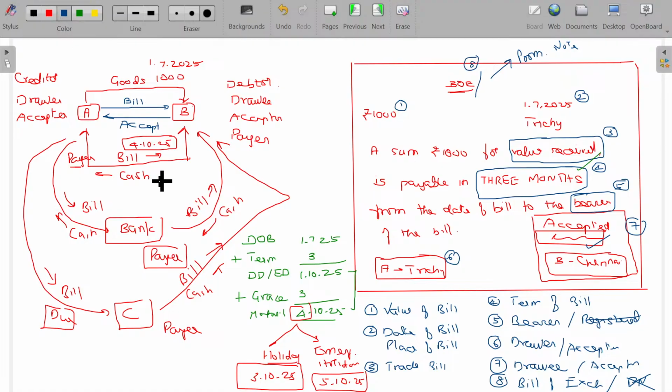First case, keep till maturity and encash. Keep with us till maturity.